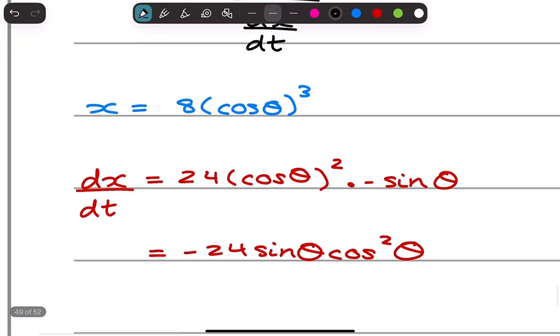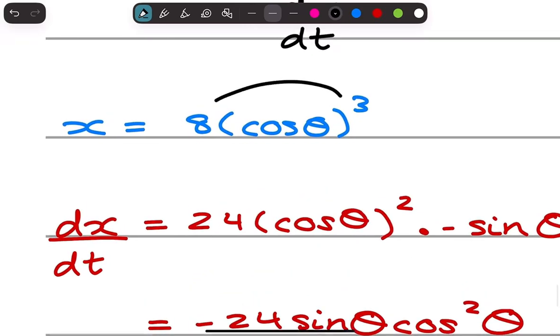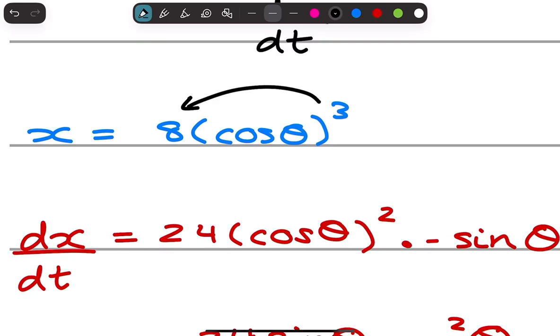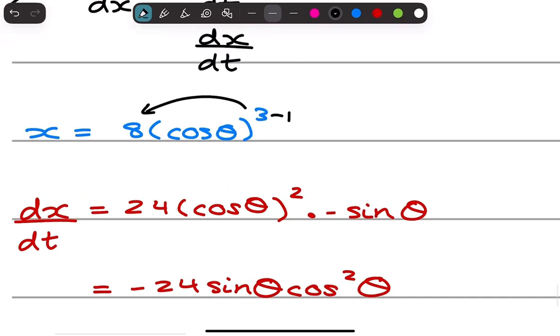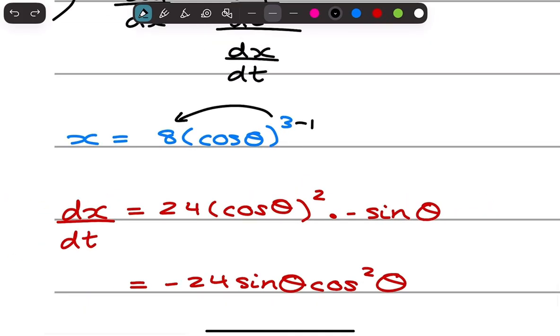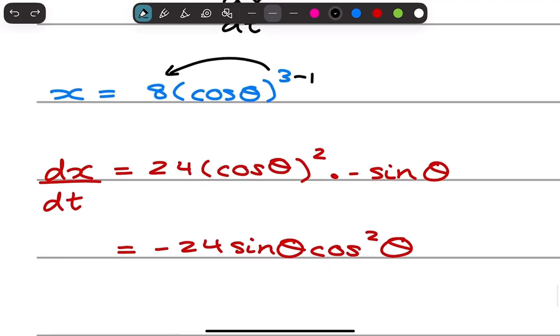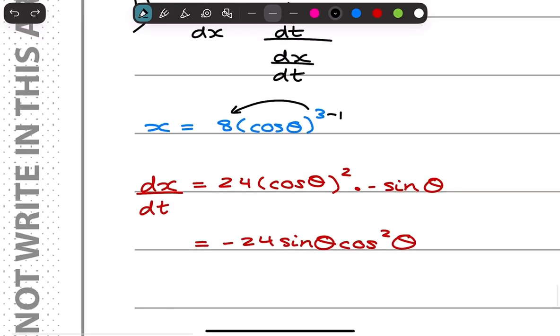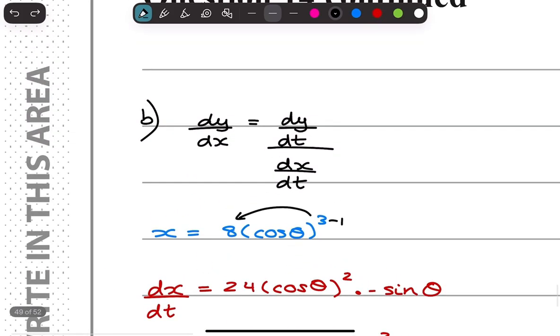How I got this is by first multiplying the 3 by the 8 to get 24, and then you have cos theta in the brackets, and then you take a power of 1 down, so you minus 1 from the 3 to get 2, and then you times this whole thing by the differential of the bracket. The differential of cos theta is minus sine theta, and then you can rewrite this as minus 24 sine theta cos squared theta. Now this should be really easy for you if you've revised differentiation.